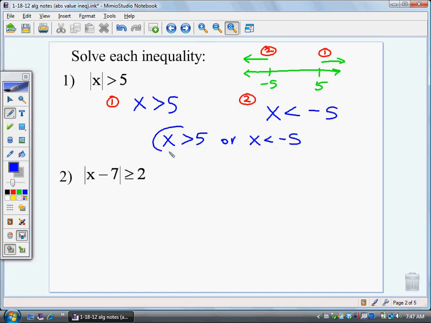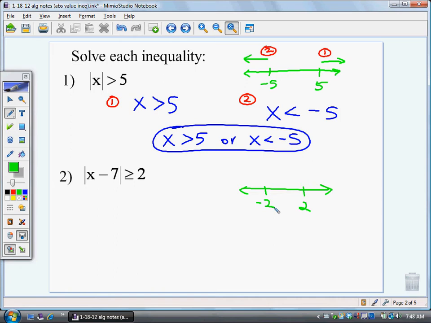There really was no work involved to solve either one of those inequalities. But you have your compound inequality connected by the word or. And that's because the original inequality had a greater than sign. On the second one, I'm just going to draw a quick number line again. Put the numbers that have an absolute value of 2, +2 and -2. This one, it says we need it to be greater than or equal to 2.